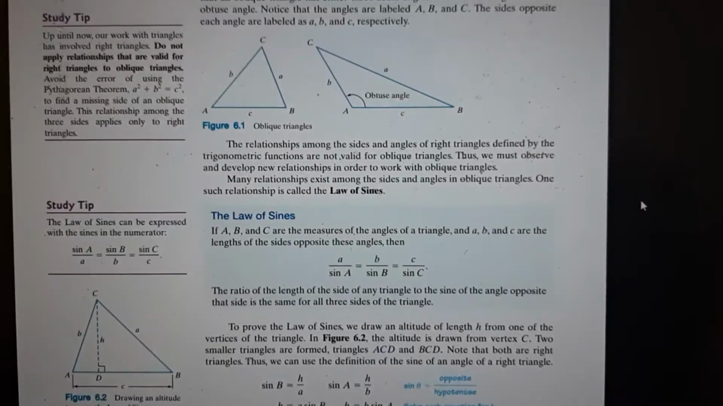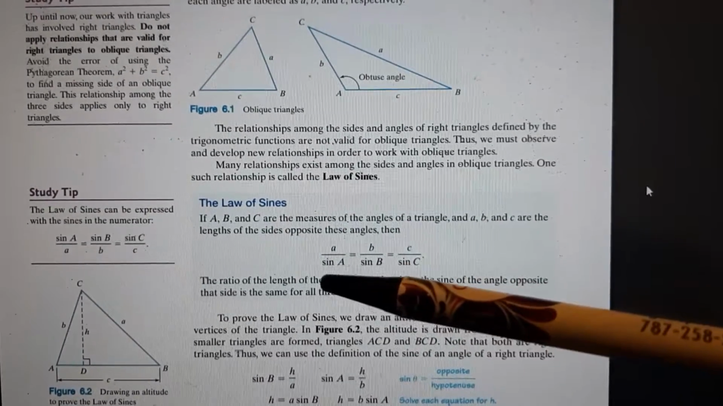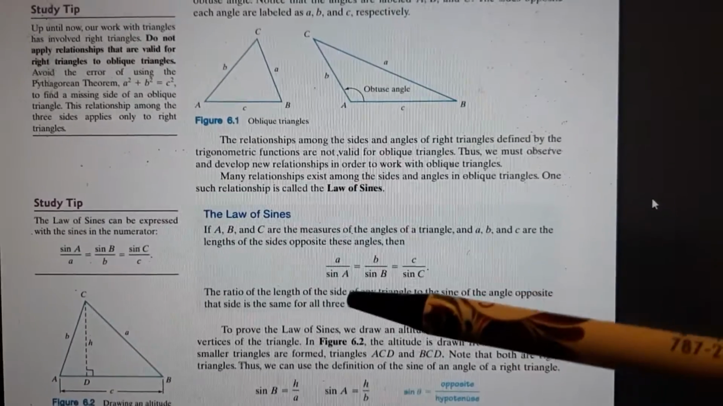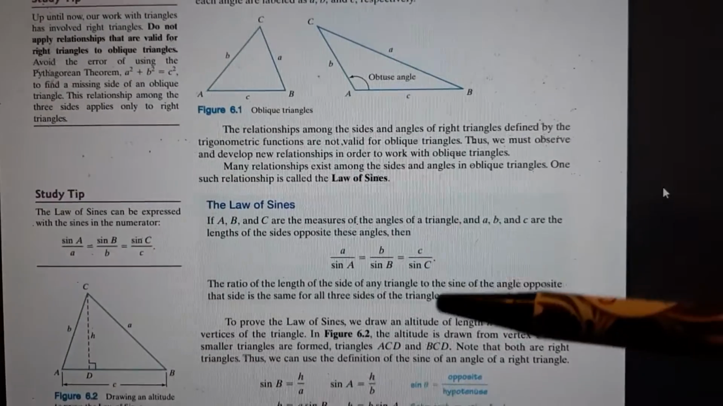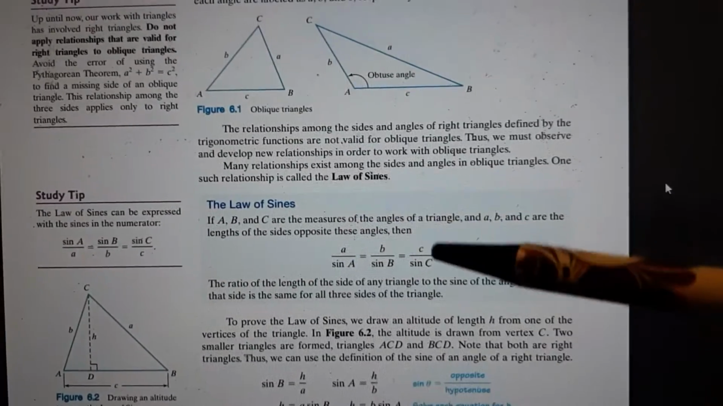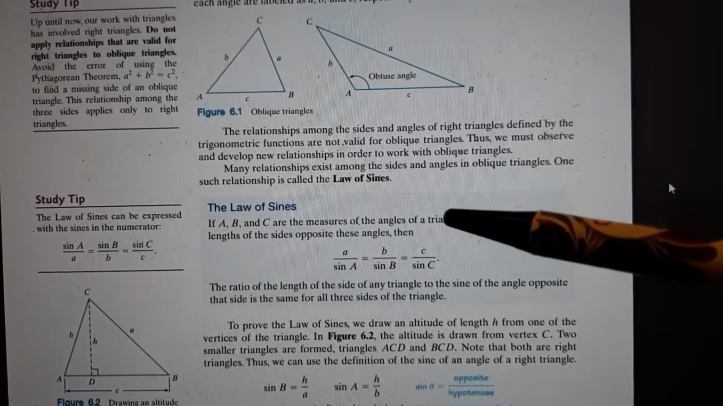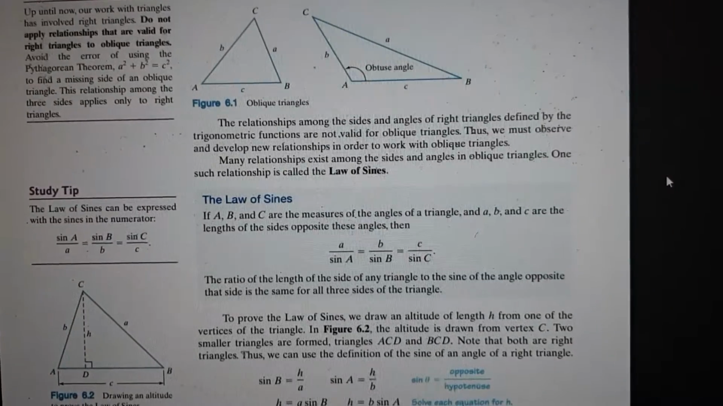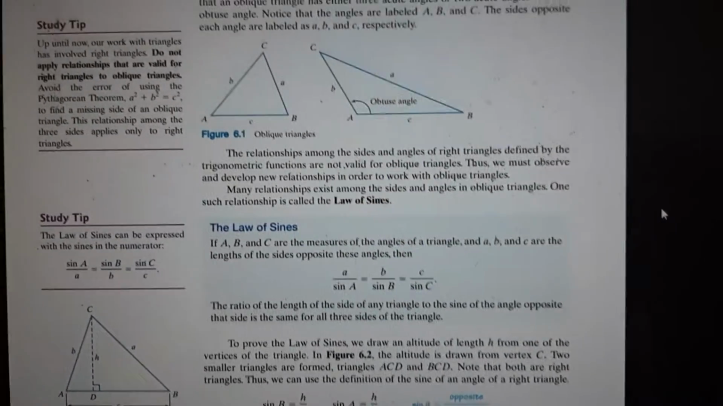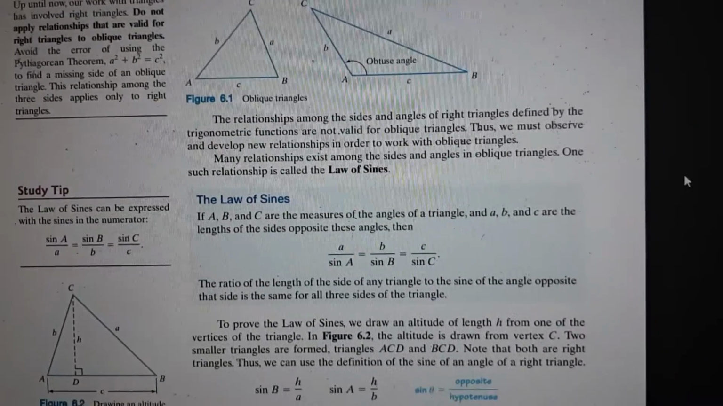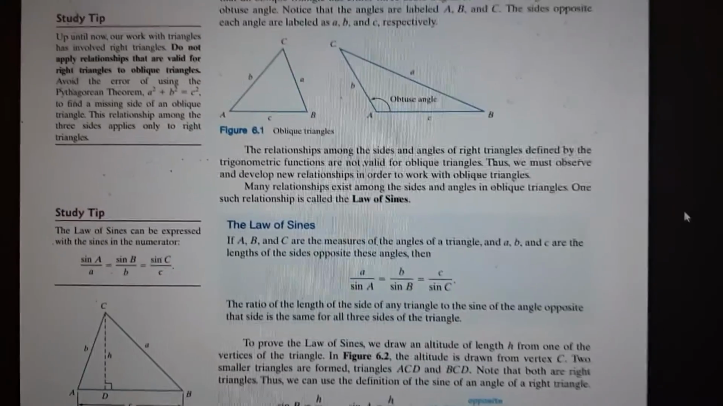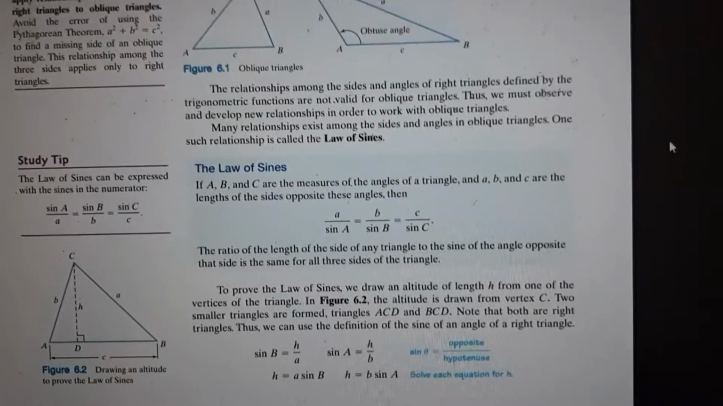Okay, so the law of sines tells us that this ratio, the side A divided by the sine of the angle A, must be equal to the side B divided by the sine of angle B, and those are in turn equal to the side C divided by the sine of angle C. Basically, this ratio is the same for every triangle. The only requirement is that it is a closed triangle, which we'll see soon.